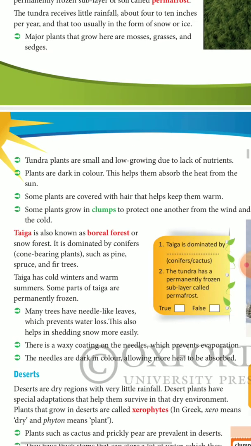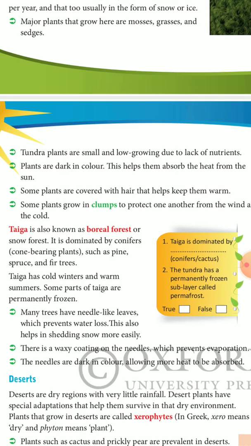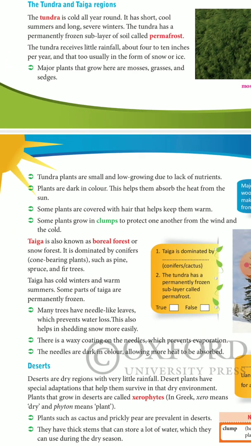That is also one kind of this plant. The plants growing in this habitat will have a conical shape. Why? Because this region gets less rainfall and more snowfall. To slide off the snow, this conical shape will help the snow to slide down very easily. The taiga has cold winters and warm summers. Some parts of the taiga are permanently frozen also.